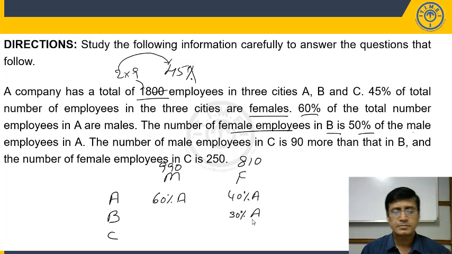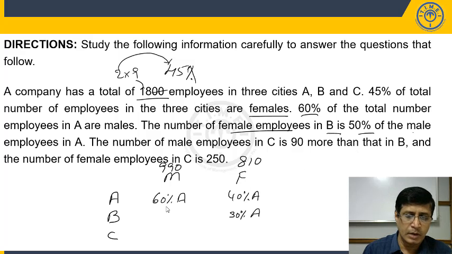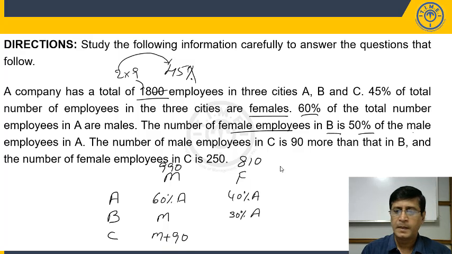Next, the number of male employees in C is 90 more than that of B. We don't know the number of male employees in B, so I am taking the number of male employees in B as EM. So what you will get here? EM plus 90. Then the next one: the number of female employees in C is 250.